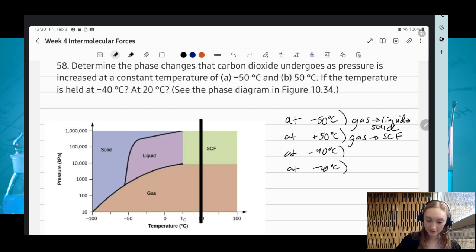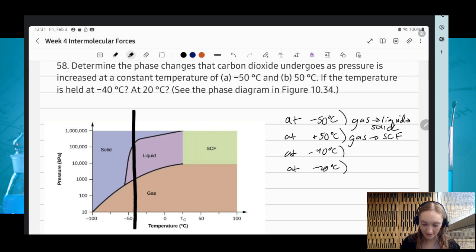And at negative 40 degrees Celsius, that might be, this is like negative 25, that's at like 36-ish. I'm going to say it's like right here. It's going to be the same as at negative 50, it'll go through the same phase changes as gas to liquid to solid. And so just to be clear here, I'm going from like this all the way up here as it's increasing in pressure, going from gas, liquid, and then this is the solid region right there.